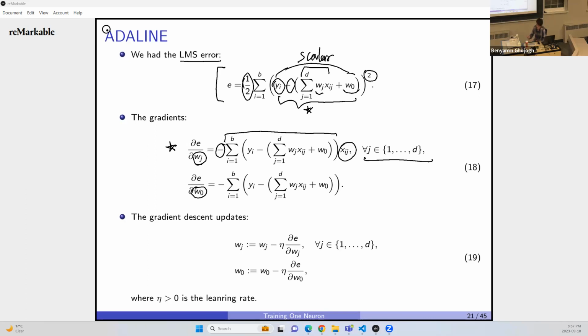Again, chain rule. But the term inside, only this term is important. The other terms are constant. And the derivative of this with respect to w0 is 1, but I have a minus here, which comes here, right?